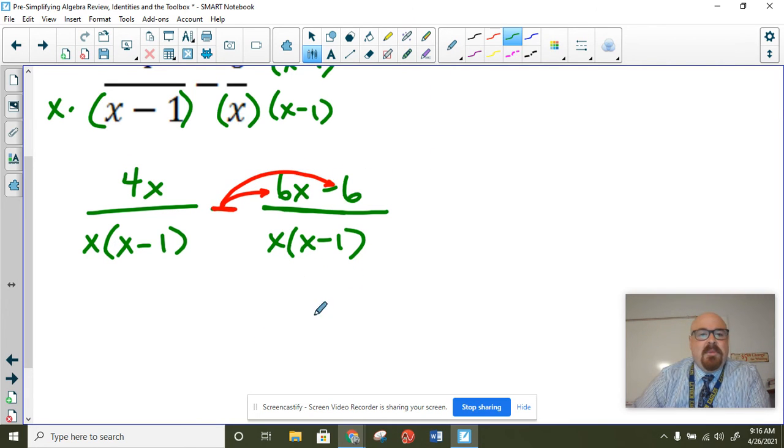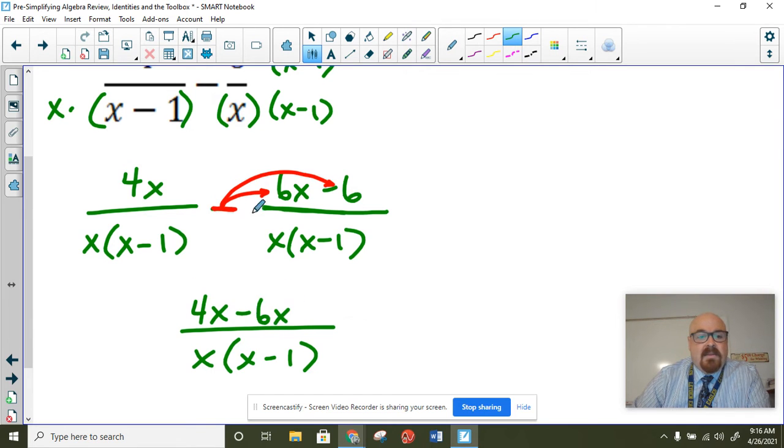So when I go to put this together as one fraction, I put my common denominator here on the bottom, and on the top, I end up with 4x minus 6x. Now, this is a plus 6, so keep that in mind. We're subtracting all of the terms when we're subtracting a fraction like this. So our numerator ends up being negative 2x plus 6 over x times x minus 1.